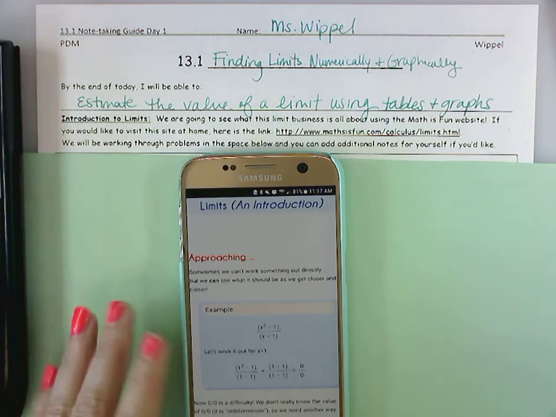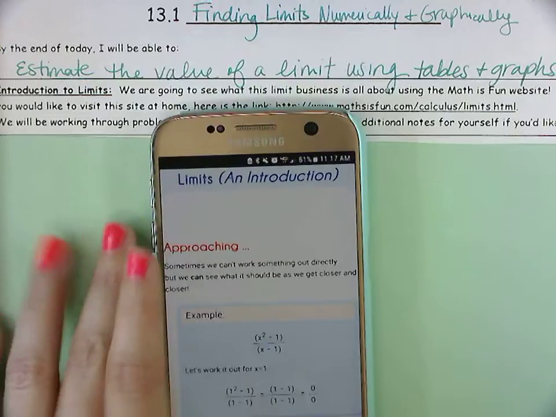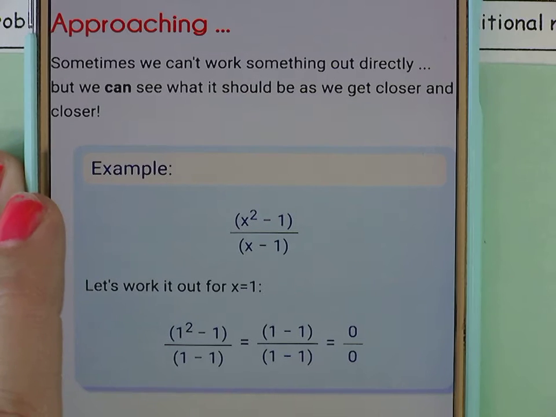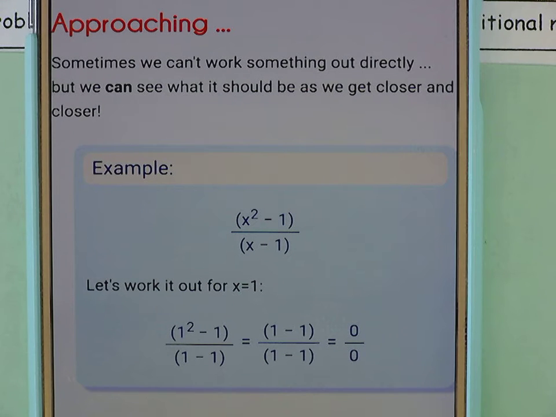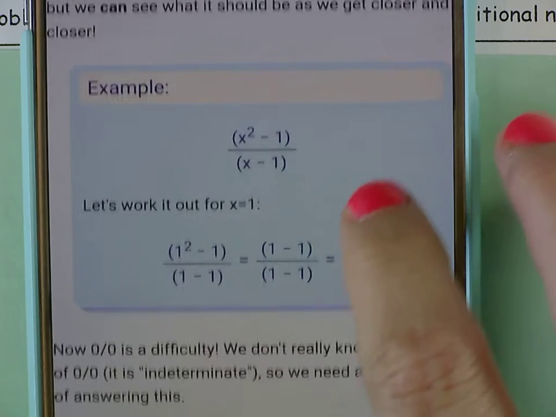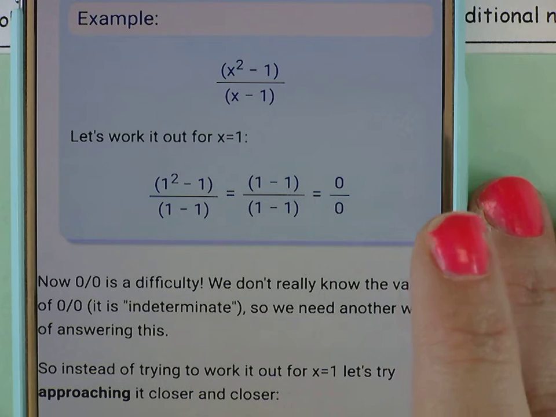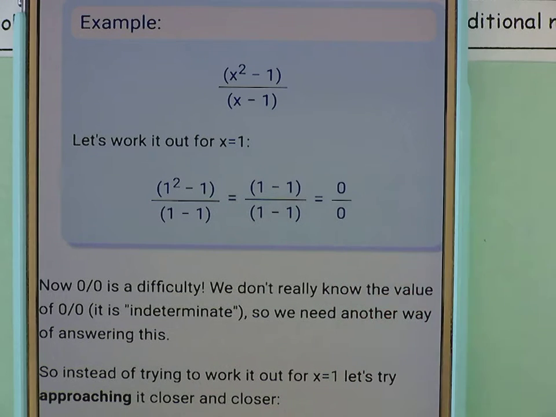Okay, so limits are helpful because sometimes you can't work something out directly. If you can't work something out directly, then what you want to investigate is what happens as you get closer and closer to it. So here's an example. If we tried to find out what this was for 1, if you plug in 1, you're going to get 0 on the bottom and 0 on the top. What did I tell you that was called today? Undefined. Okay, so no, if you have 0 over 0, it's called indeterminate. So 0 over 0 is going to be an indeterminate value.